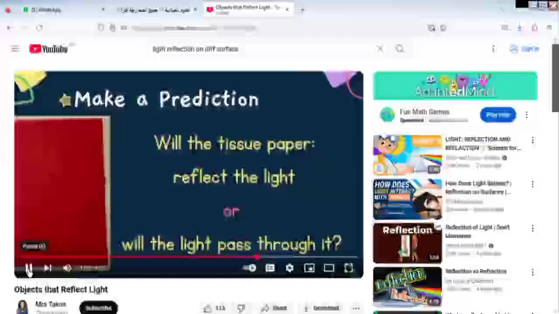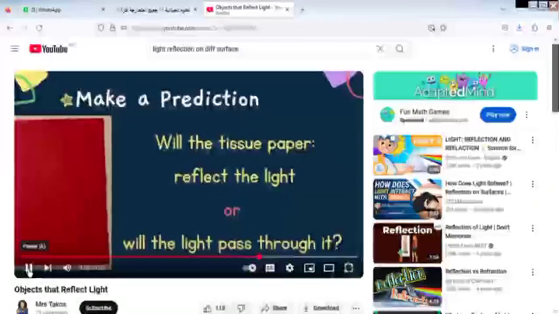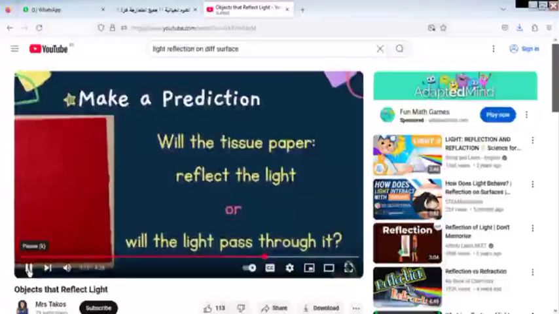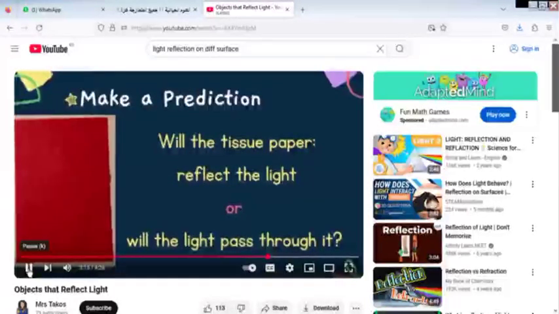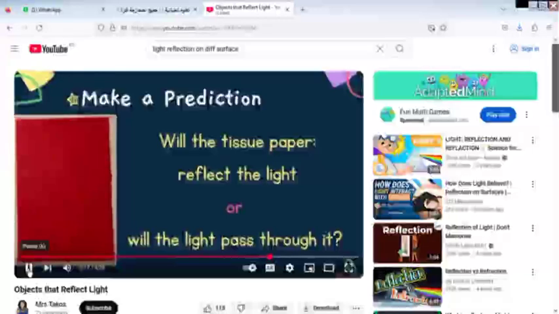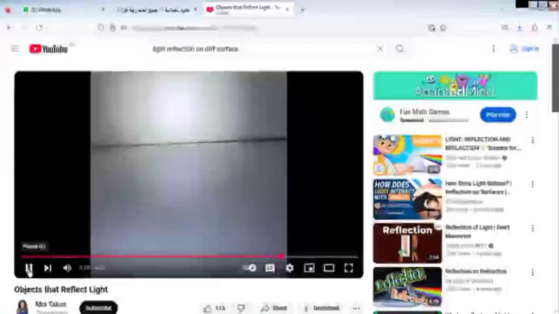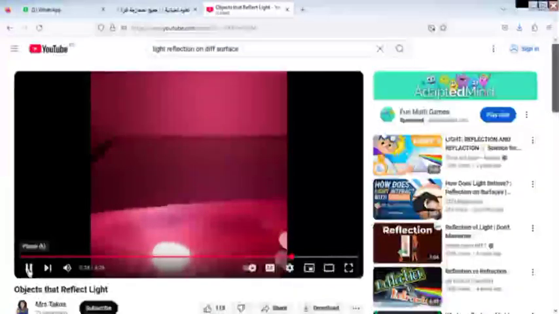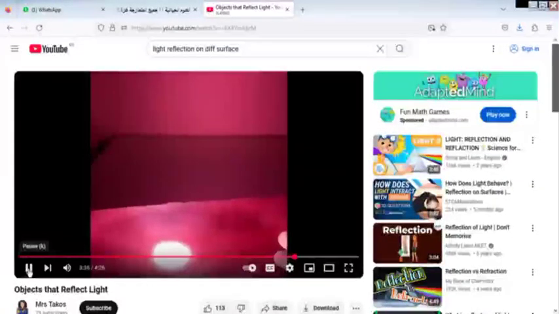Reflects. Now I would like you to make a prediction about the tissue paper. The tissue paper will reflect. Do you think that the tissue paper will reflect the light, or will the light pass through it? What's your prediction? I'm going to put the tissue paper in front of the light source. Have a look to see what happens in the background. The wall turns red. That means that the light does pass through this tissue paper. The tissue paper does not reflect the light.